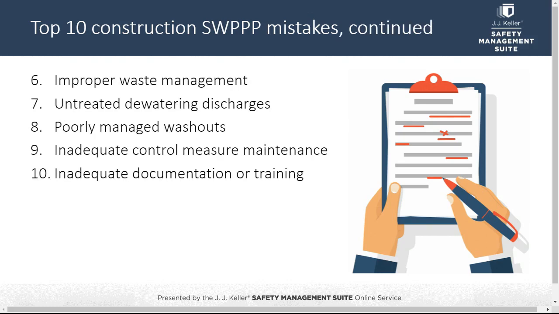Number 6, improper waste collection and management. So similar to the open dumpster issue that we mentioned for industrial facilities, construction sites also struggle with waste-related control measures. All waste types, hazardous or not, must be properly stored, covered, and contained.